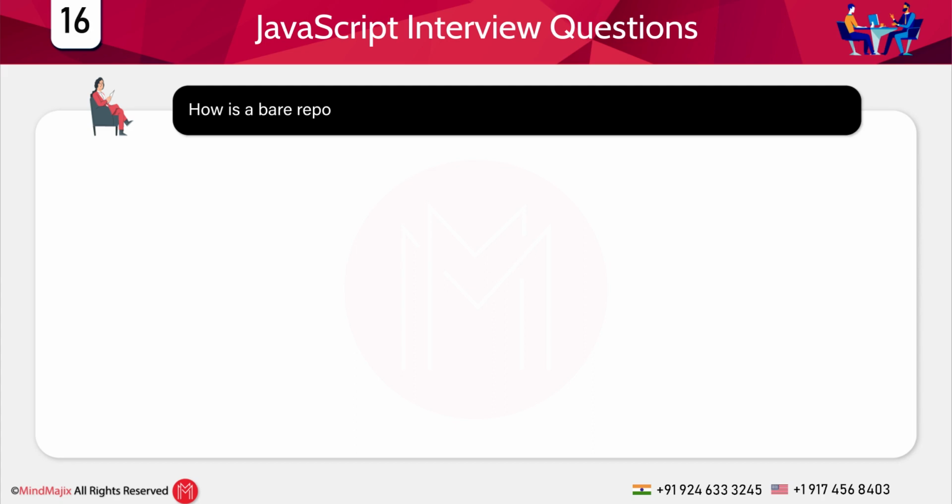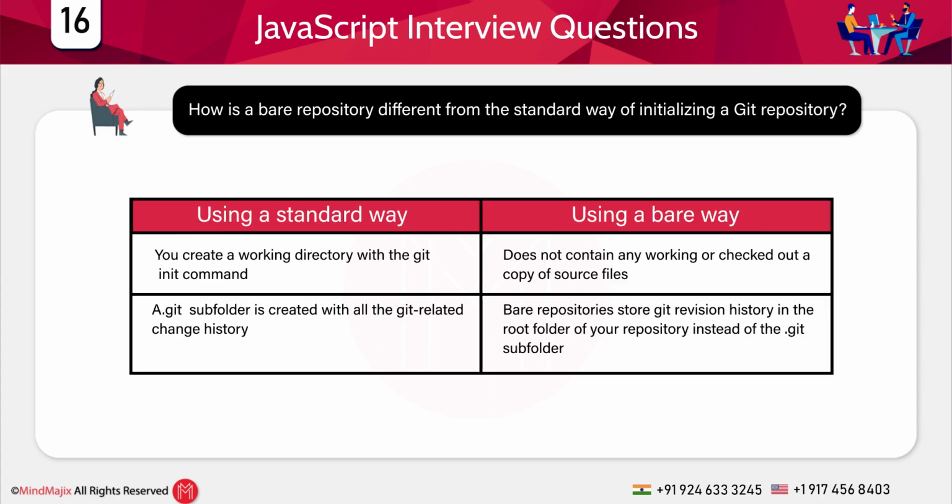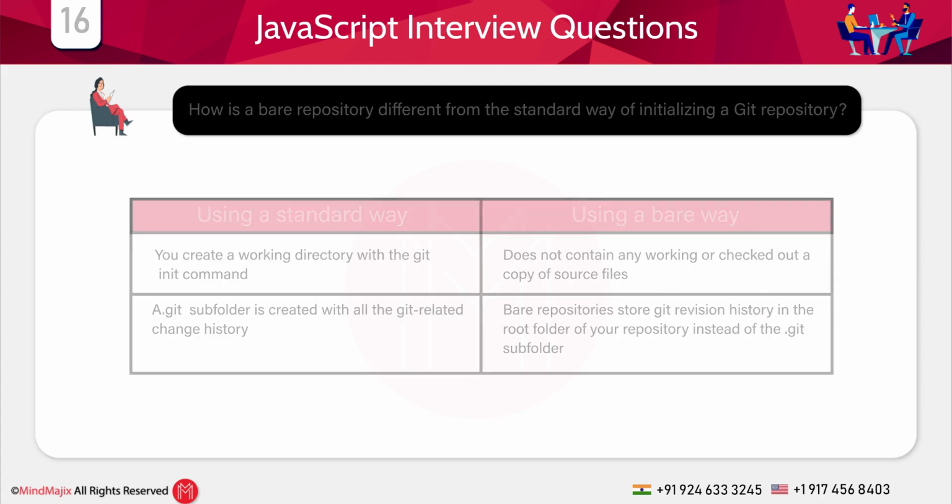How is a bare repository different from the standard way of initializing a Git repository? Using the standard way, you create a working directory with the git init command, but a bare repository does not contain any working or checked out copy of the source files. Second difference, in the standard way a .git subfolder is created with all the Git related change history, and in a bare repository, the Git revision history is stored in the root folder of your repository instead of the .git subfolder.